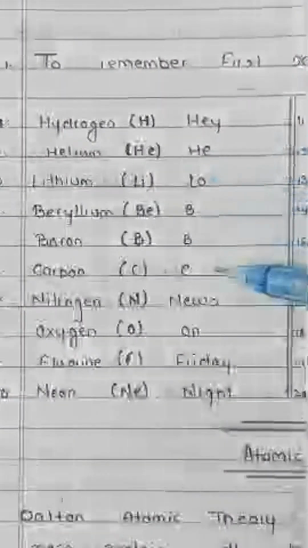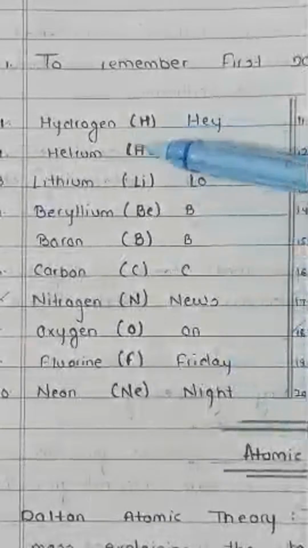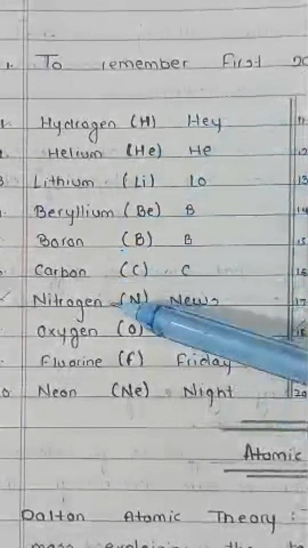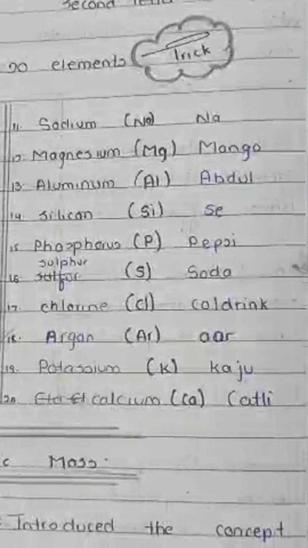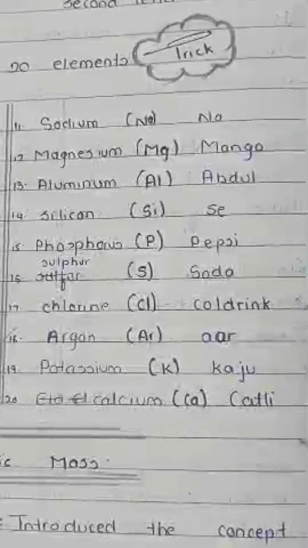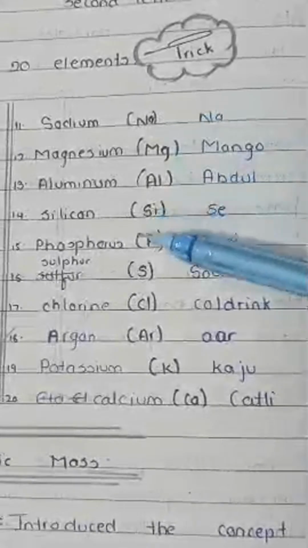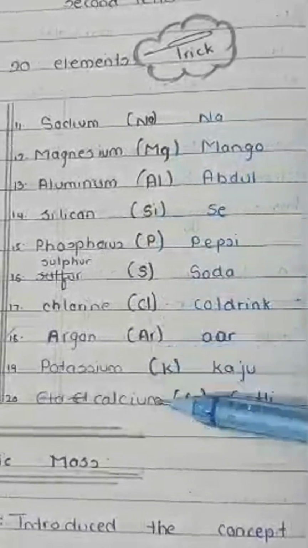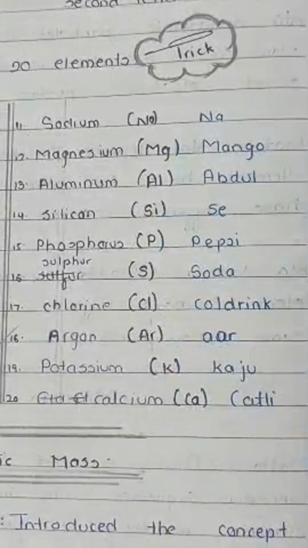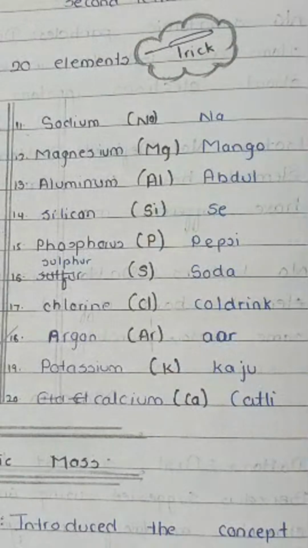Hey, hello, BBC News on Friday night: hydrogen, helium, lithium, beryllium, boron, carbon, nitrogen, oxygen, fluorine, neon. Then next, Na Mango Abdul Se Pepsi, Soda, Cold drink aur Kaju Katli: sodium, magnesium, aluminium, silicon, phosphorus, sulfur, chlorine, argon, potassium, calcium. I hope you have learned this, listen again and again.